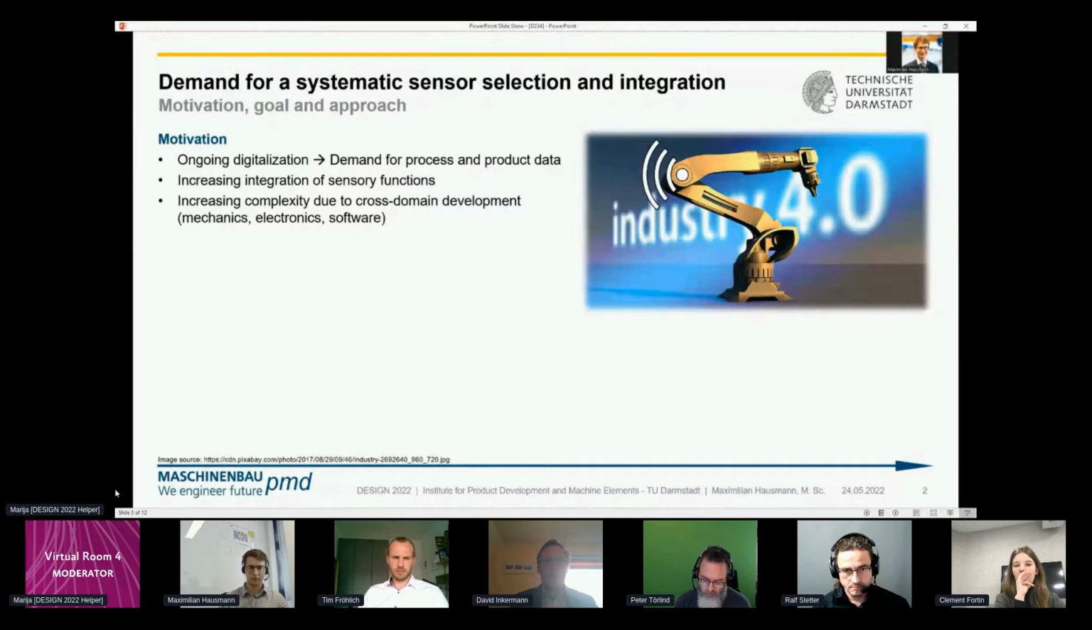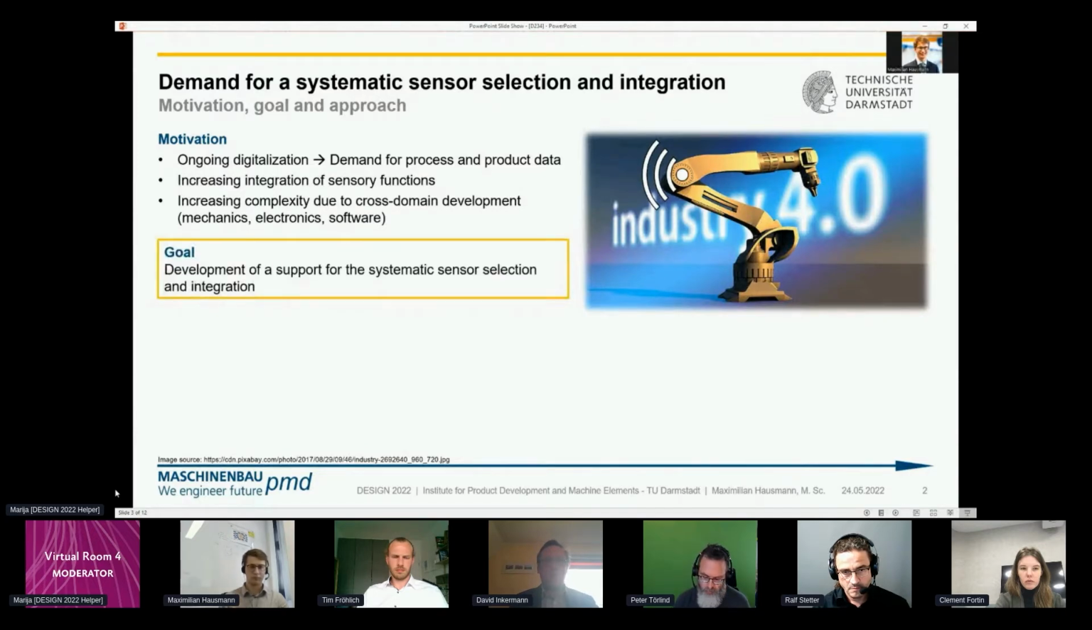In order to cope with this complexity and to enable an efficient, effective sensor selection and integration, procedure models are needed. However, the procedure models currently used in product development have shortcomings that limit the application in this context. One example is the strict separation of domains in the V model. The goal of this contribution is to develop a suitable support for the systematic sensor selection and integration.